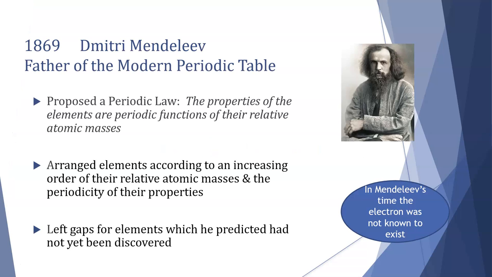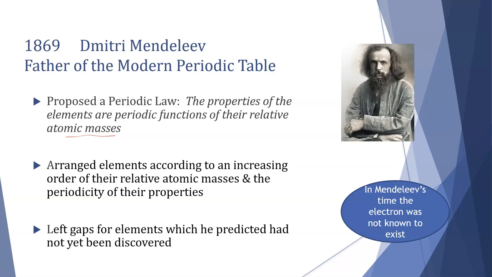So essentially, in 1869, Dmitri Mendeleev created what we consider to be the modern periodic table. He proposed what we call the periodic law, and that is that the properties of the elements are periodic. They follow a pattern, and this follows according to a pattern of their relative atomic mass. This was a little bit off, and we'll talk about that a little bit later on.